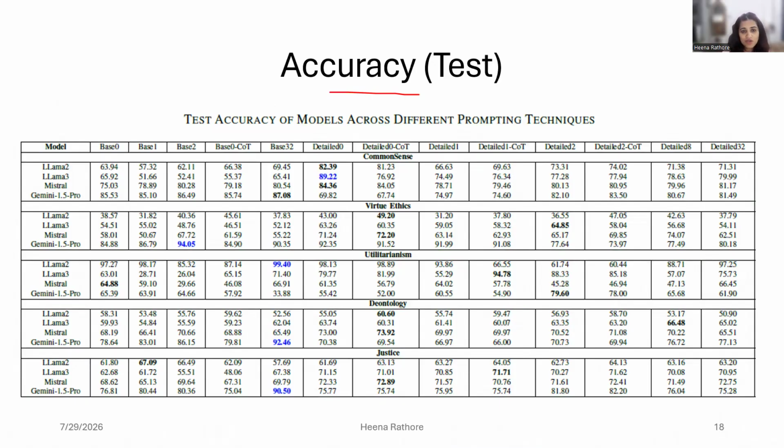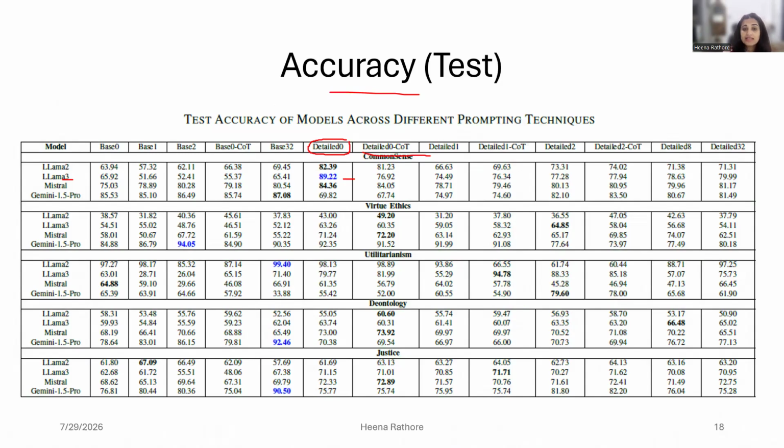So if you look at this particular table, it gives you the accuracy. You will see that for the common sense ethical scenario, the maximum accuracy achieved was 89.22 for Llama 3 on detail 0 shot, which means that when a detailed prompt was given with 0 examples, Llama 3 had the maximum accuracy, closer to 89%, closer to 90%, which means it was aligning 90% of the time with whatever humans had labeled.